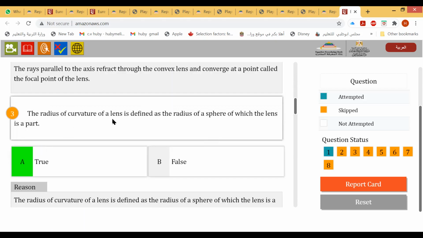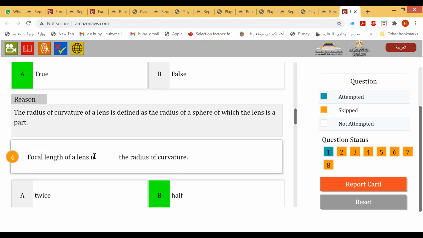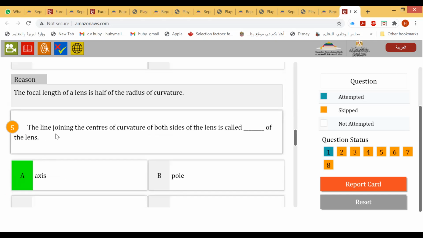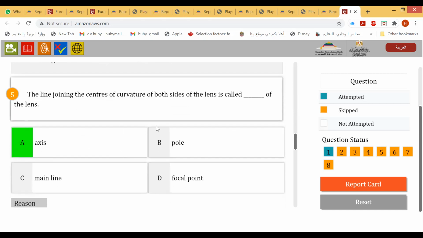The radius of curvature of a lens is defined as the radius of a sphere of which the lens is a part. True or false? True. The focal length of a lens is what of the radius of curvature? Half. Focal length is half the radius. If we start with the radius, it equals the focal length multiplied by 2. The line joining the centers of curvature of both sides of the lens is called: axis, pole, focal point, or mean? It's called the axis.